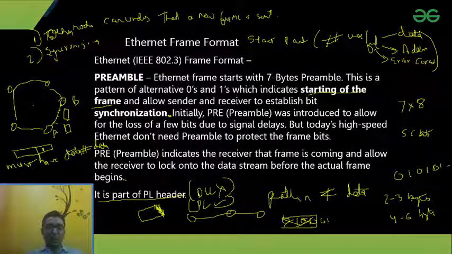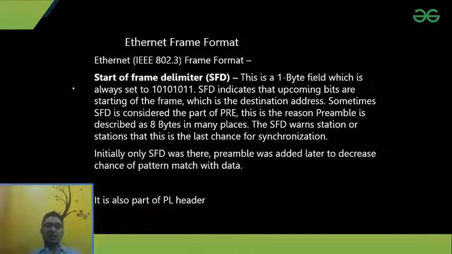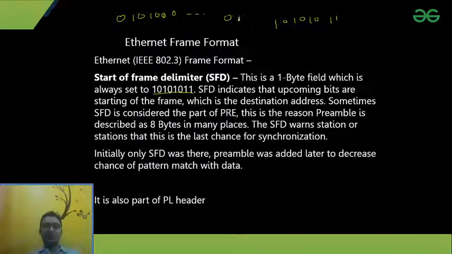Now let's talk about the second field of the frame, since we were discussing the frame format. This was the 7 byte preamble. Then the second thing is the 1 byte SFD, the start of frame delimiter. This is also a 1 byte field which is always set to a specific pattern. What is this pattern? 1 0 1 0 1 0 and the last 2 bits 1 1. Initially it was preamble 0 1 0 1 0 1 0 1 and like this, and after this it ends with 1 0 1 0 1 0 1 1.